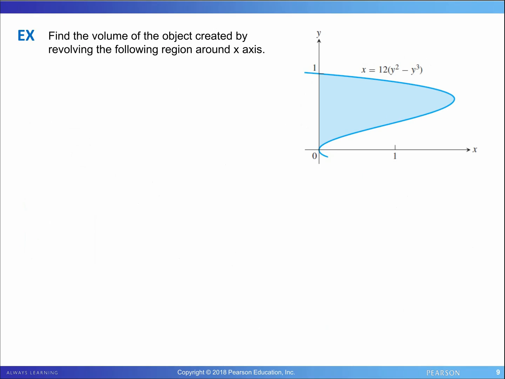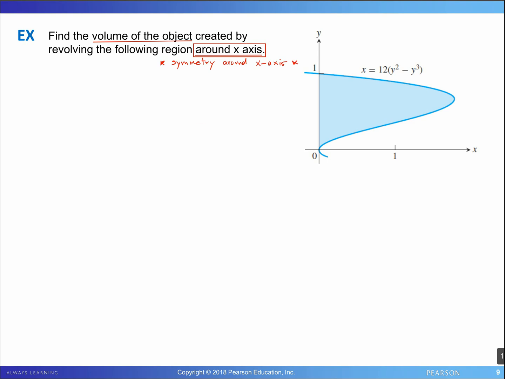In this example, we want to find the volume of the object created by revolving a region around the x-axis. With this around the x-axis, we know right away that this object will have a symmetry around the x-axis. Keep this in mind, it might be useful later.